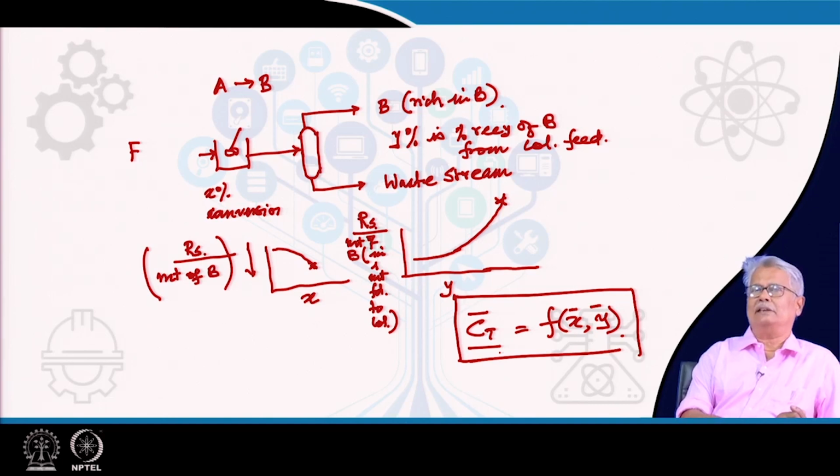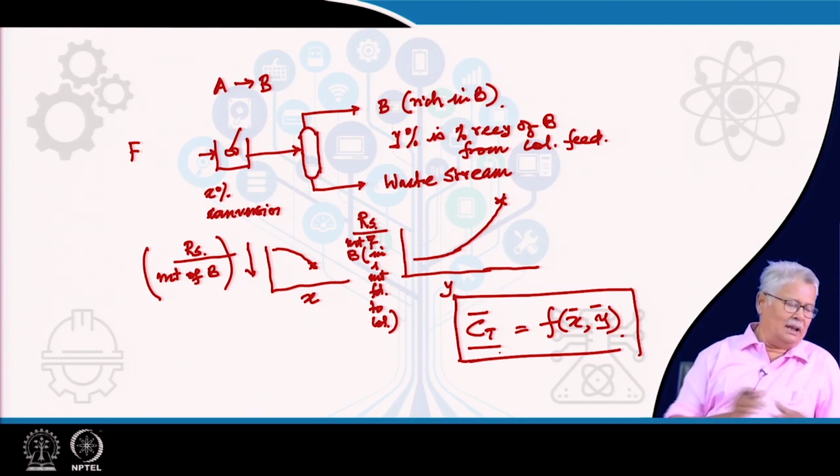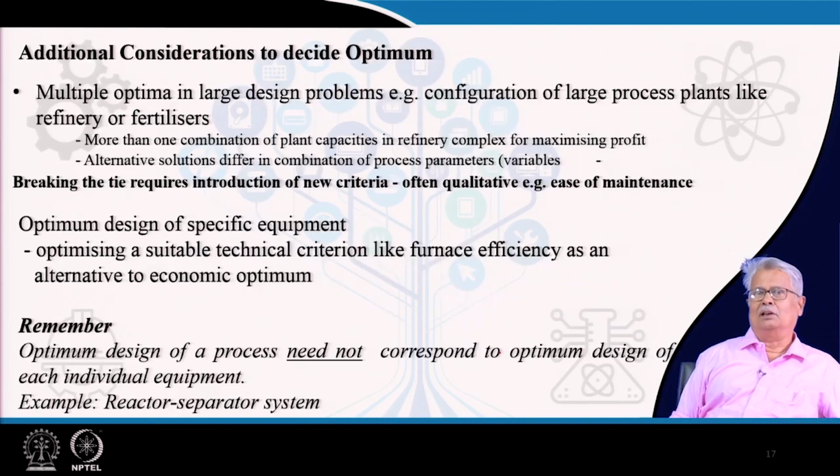You will always find there is a possibility of having multiple solutions to your optimization problem. That means, there is a case of tie between the solutions which have the same objective function. And in order to break the tie, you will be required to bring in new considerations, and these considerations could be what I am listing here.